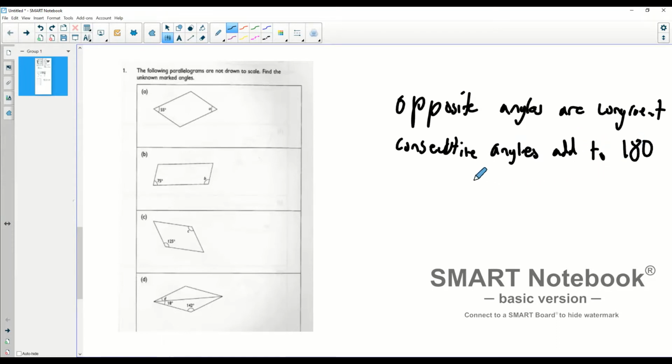And last but not least, diagonals cut an angle in half. So if an angle is 90 degrees, the diagonal will cut it into 45 and 45. And so A, B, C, and D, send the answers in chat when you solve them.